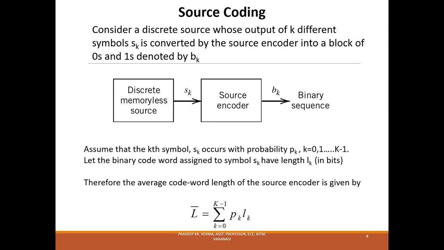Then the average code word length of the source encoder will be given as L is equal to summation k is equal to 0 to k minus 1 pk lk, where pk is the probability of the kth symbol and lk is the length of the kth symbol in bits.